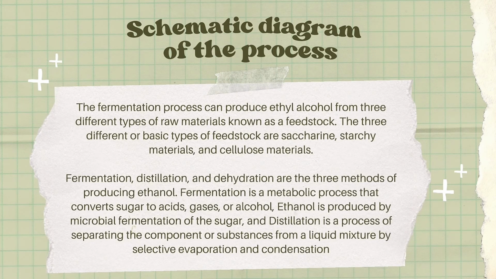Production of ethanol. The fermentation process can produce ethyl alcohol from three different types of raw materials known as feedstock. The three basic types of feedstock are saccharine, starchy materials, and cellulose materials. Fermentation, distillation, and dehydration are the three methods of producing ethanol. Fermentation is a metabolic process that converts sugar to acids, gases, or alcohol. Ethanol is produced by microbial fermentation of the sugar, and distillation is a process of separating the components or substances from a liquid mixture by selective evaporation and condensation.